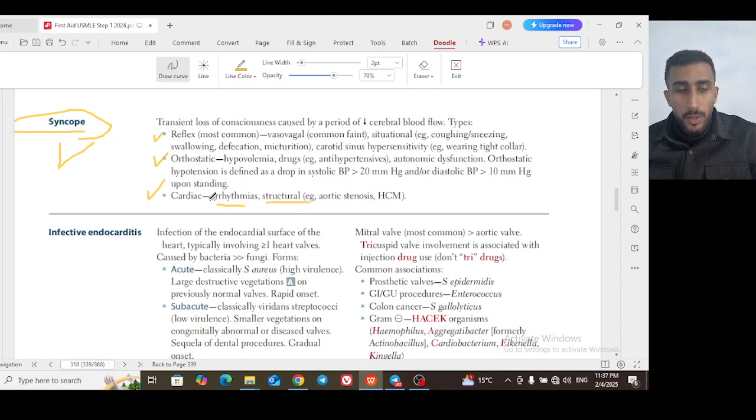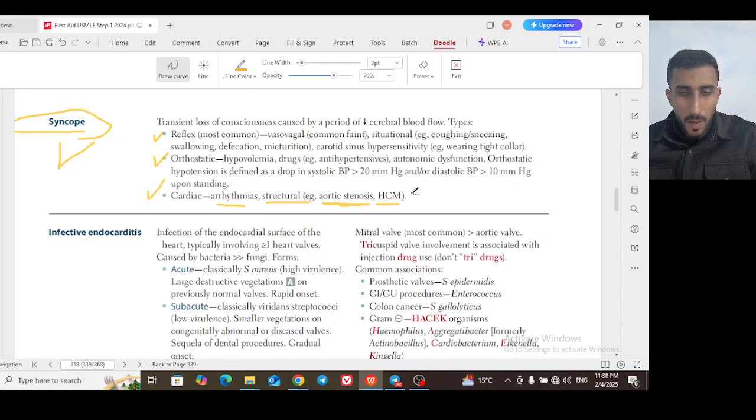The patient may have transient AF or transient supraventricular tachycardia, called paroxysmal AF or paroxysmal supraventricular tachycardia, and the patient restores a normal heart rhythm on their own. So you have to exclude that; you may do a Holter for the patient. And for structural causes, very famous causes of syncope are aortic stenosis, of course, in older people, and hypertrophic cardiomyopathy in younger people.